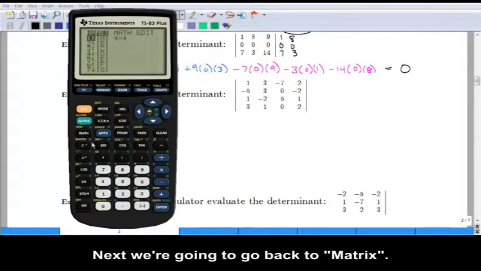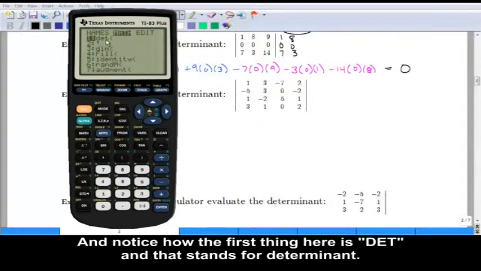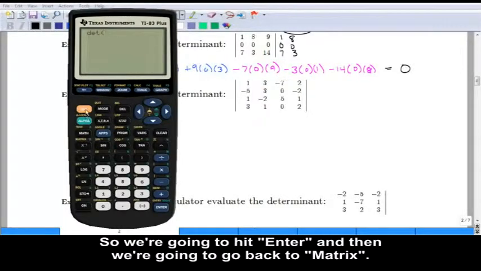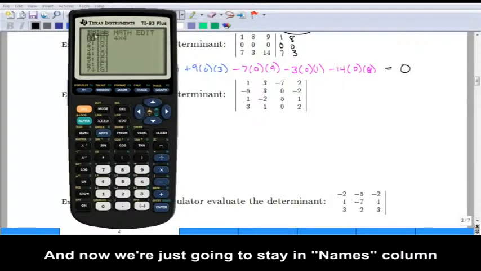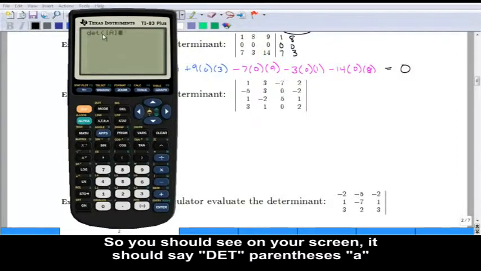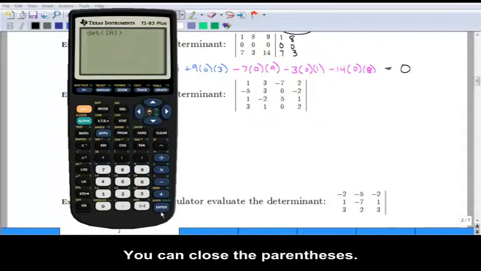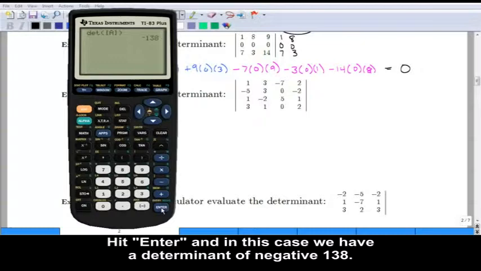Next, we're going to go back to matrix. This time we're only going to scroll over to math. And notice how the first thing here is DET, and that stands for determinant. So we're going to hit enter, and then we're going to go back to matrix. And now we're just going to stay in the names column because we actually want to select the matrix that we just entered. So you should see on your screen, it should say DET parentheses A, and it's in brackets because it's a matrix. You can close the parentheses, hit enter, and in this case we have a determinant of -138.